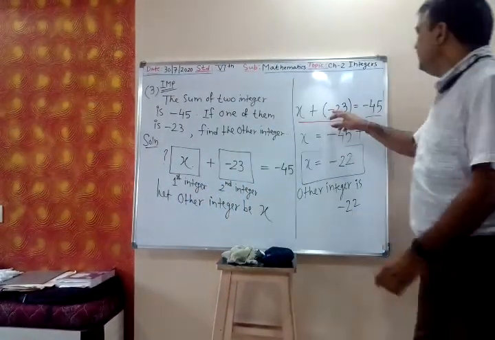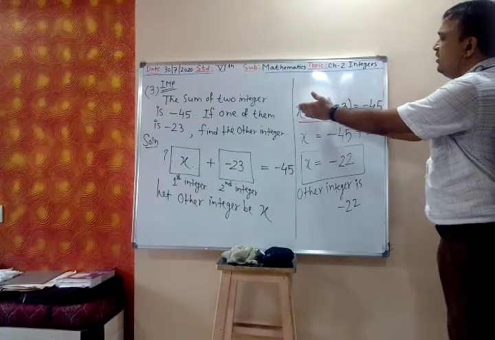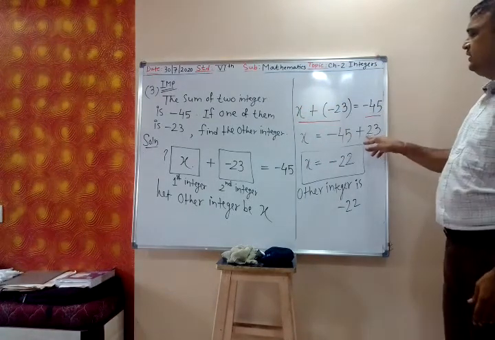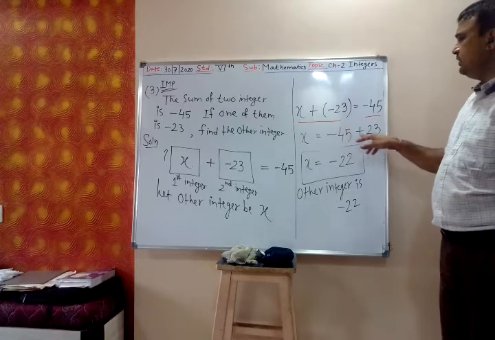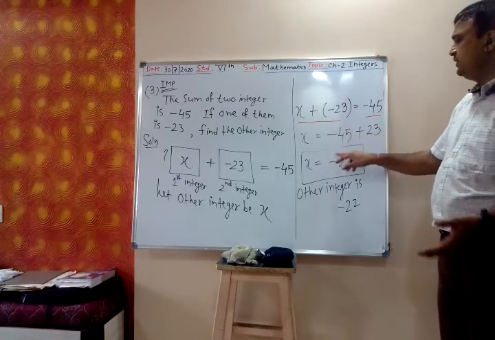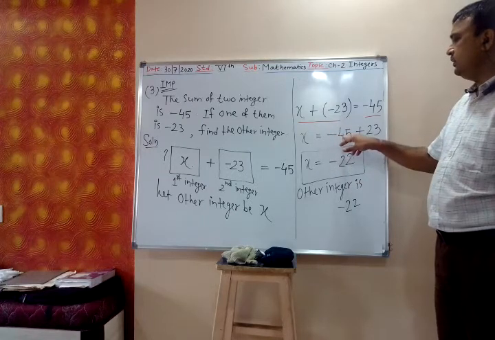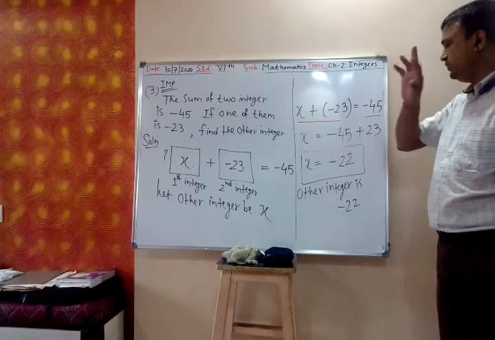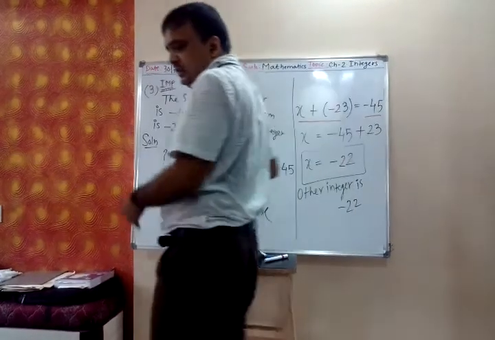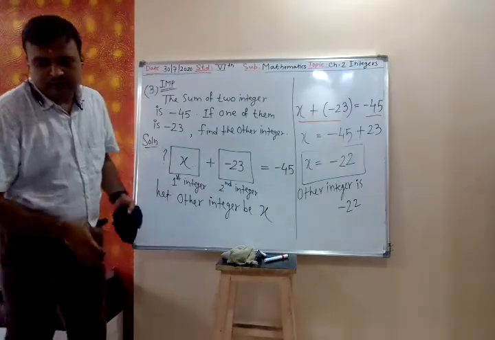Now this minus 23 is on the left side. I am taking it on the right side, it becomes plus 23. So minus 45 plus 23, opposite signs we have to subtract. 45 minus 23 is 22. Take the sign of the bigger number, 45. What is the sign? Minus. So the answer is minus 22.